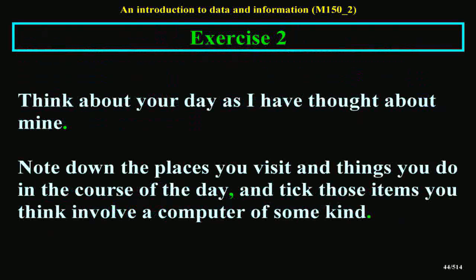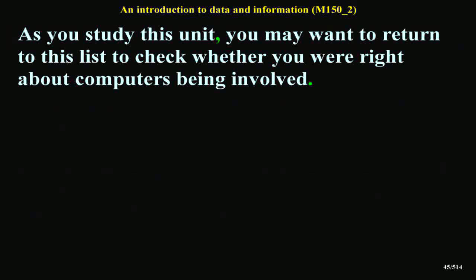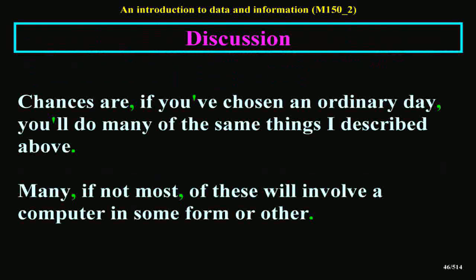Exercise 2. Think about your day as I have thought about mine. Note down the places you visit and things you do in the course of the day, and tick those items you think involve a computer of some kind. As you study this unit, you may want to return to this list to check whether you were right about computers being involved. Discussion. Chances are, if you've chosen an ordinary day, you'll do many of the same things I described above. Many, if not most, of these will involve a computer in some form or other.